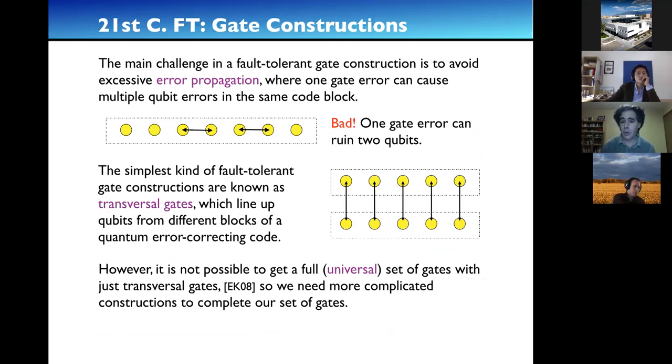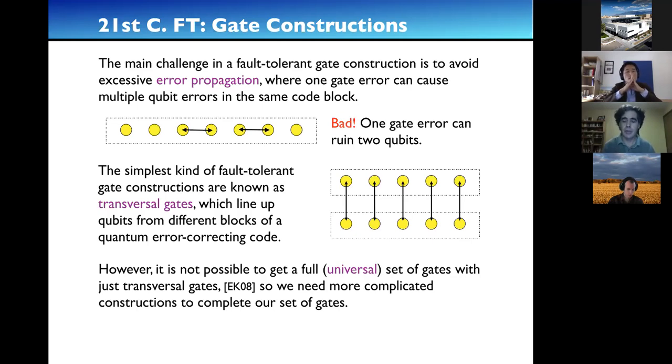So the next thing I wanted to talk about, another development of the 21st century, is different kinds of fault-tolerant gate constructions. Because in order to design a fully fault-tolerant protocol, you have to combine a bunch of different pieces. And the different options that we have available give us more options for designing better fault-tolerant protocols. So how do we design a fault-tolerant gate construction?